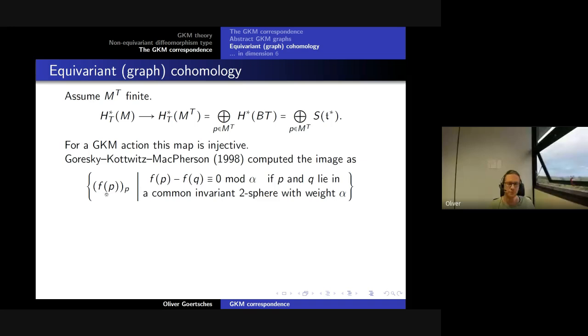Okay, so now the result is this. Here we have f of p. So what is this notation? p runs over the fixed points, so a finite index set, and f of p for every p is a polynomial.